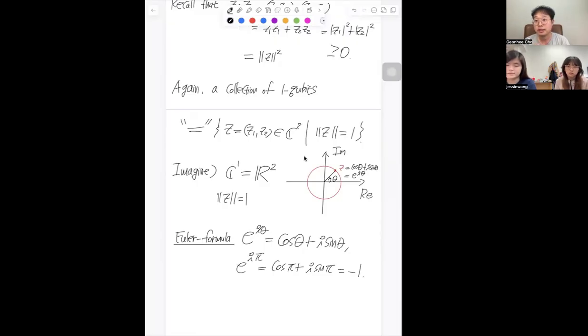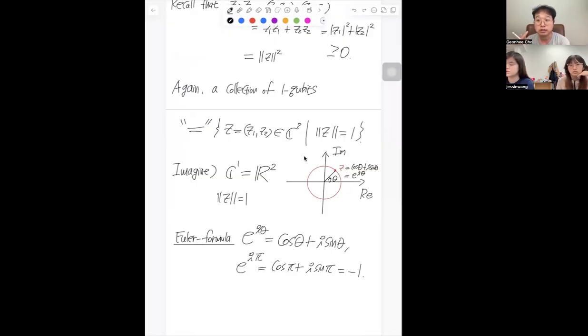And this is coming from e to the i theta equals cosine theta plus i sine theta. The way to derive this identity is from calculus. So let's just accept this as a fact. Is it okay with you? We will use this fact for the necessary derivation for today.